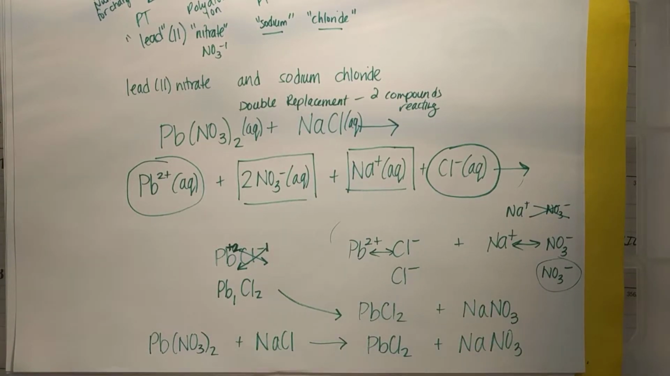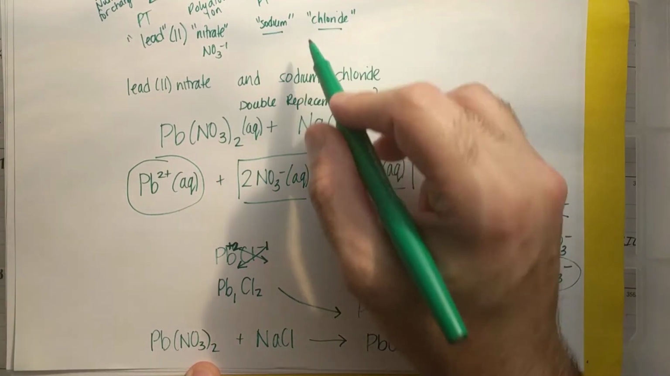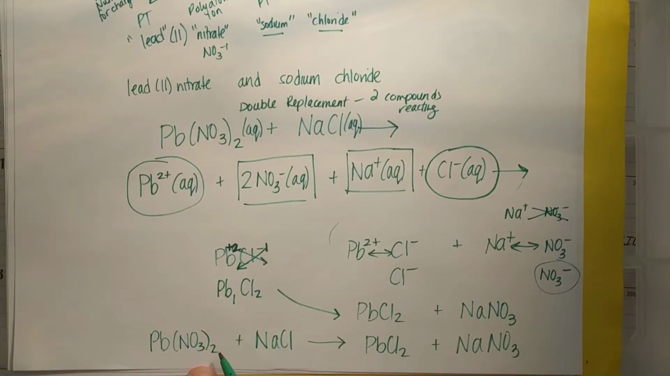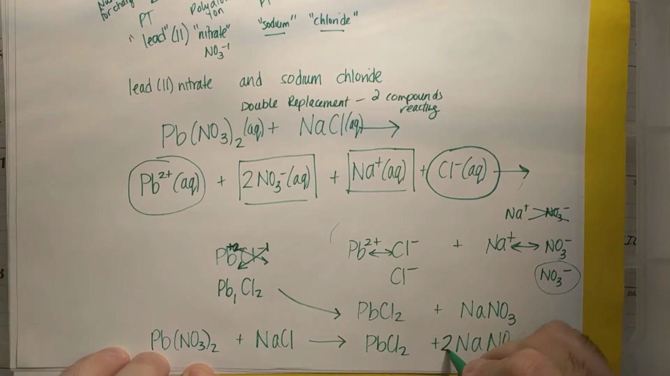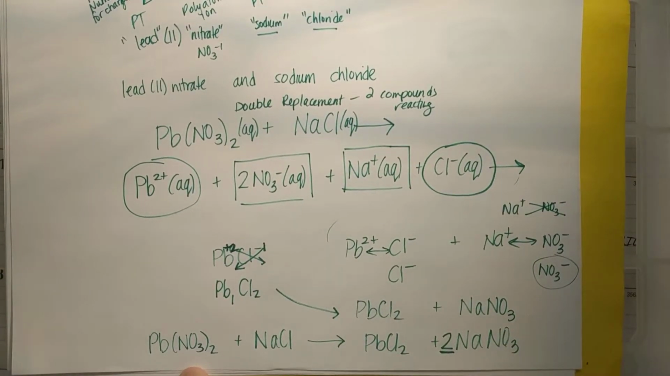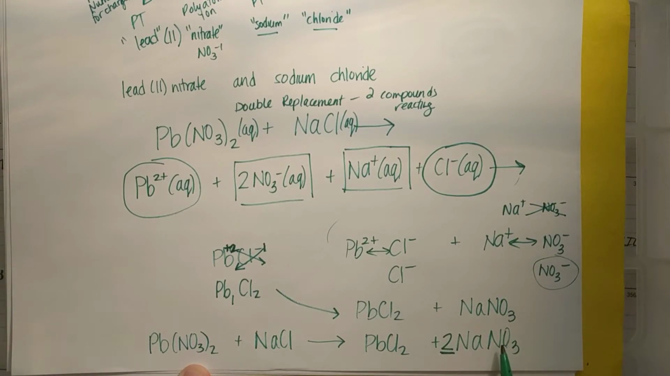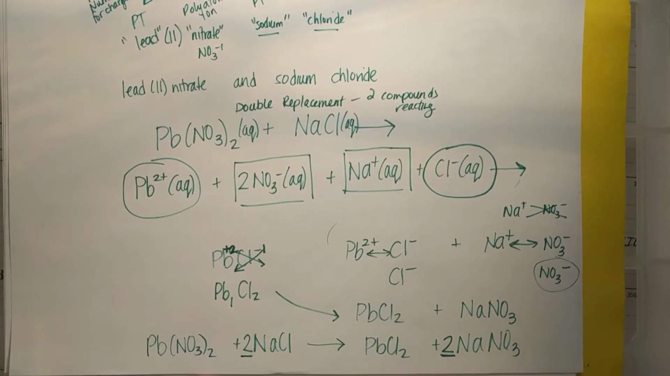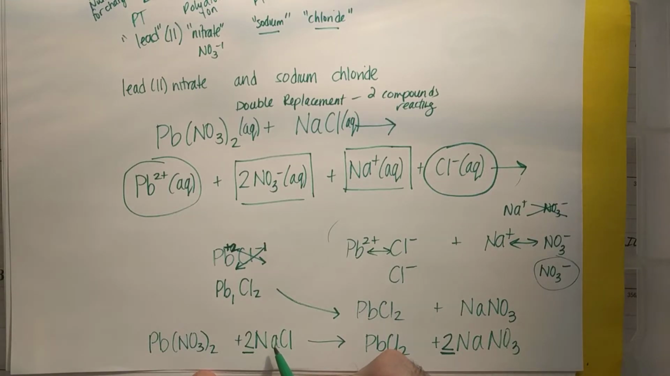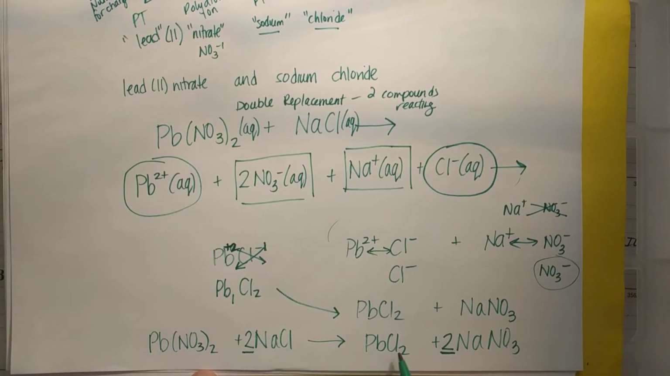So in order to balance it, before I had two NO3s over here, and I only have one NO3 over here. So in order for me to balance that, I'm going to need to put a big 2 in front of here. Now that I put a big 2 in front of here, I'm getting two Nas and two NO3s. There's my two NO3s. How can I get there to be two Nas over here? I put a big 2 in front. And in doing that, I'll get two Nas and two Cls, and there are my two Cls that I balanced.